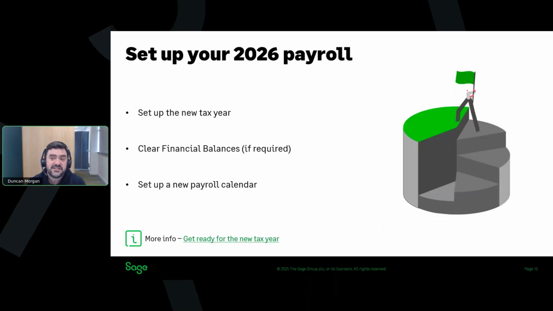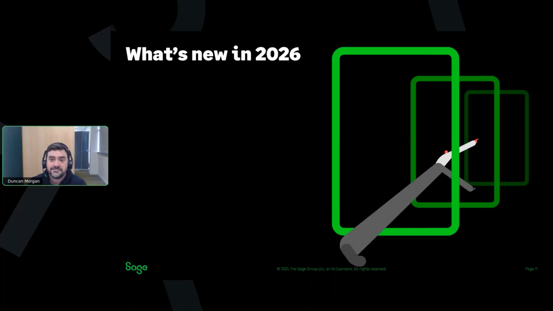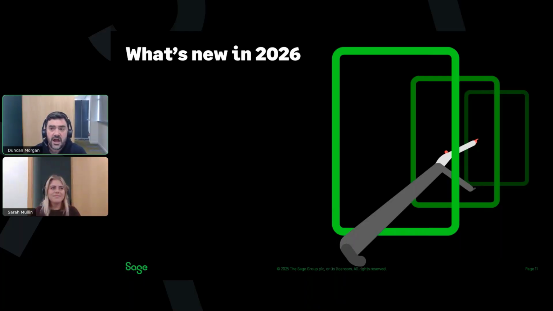Just to recap the steps that I've just completed, I set up the new tax year from Sage Payroll 2025, so it was from the year-end tax, set up 2026 tax year menu. We then set up our new payroll calendar, and because the financial year also ran January to December, we selected the option to clear our financial balances. We've got more steps on getting ready for the new tax year following the link in the handout, but it is now time for me to hand over to Sarah, and Sarah's going to run us through what's new in 2026. So over to you, Sarah.